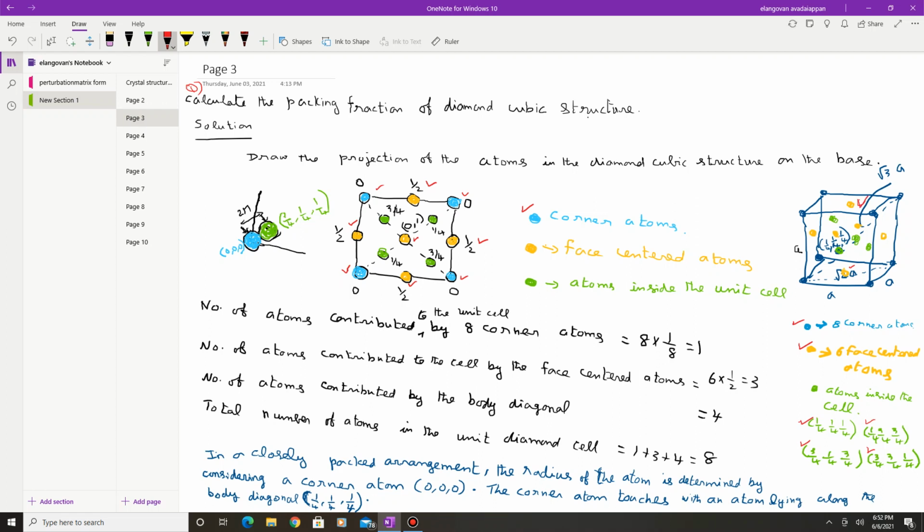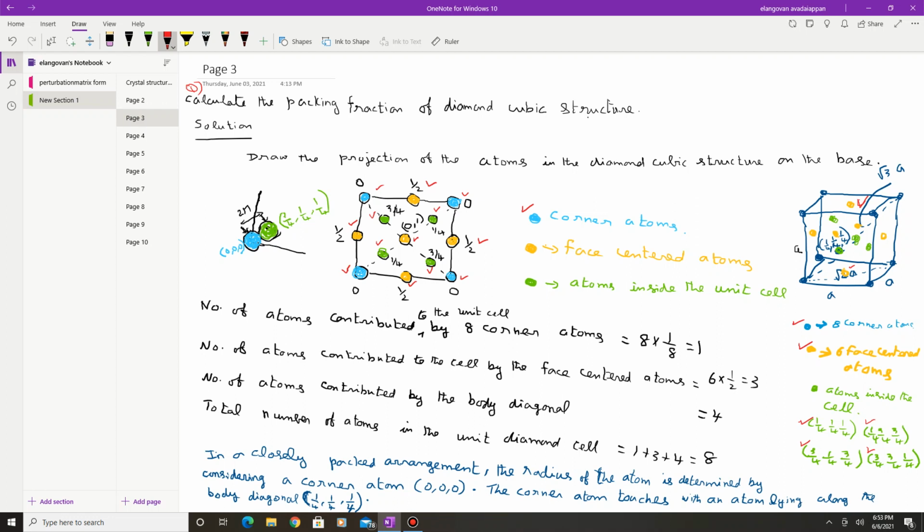In addition, there are 4 atoms which are within the cell. So this is 1 by 4 unit from the base, and another atom is also 1 by 4th unit from the base. One atom is at the height 3 by 4th from the base, another one is 3 by 4th from the base. So the diamond structure can be represented by this projection on the base.